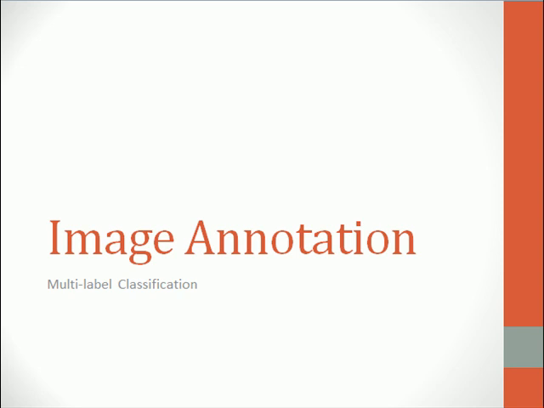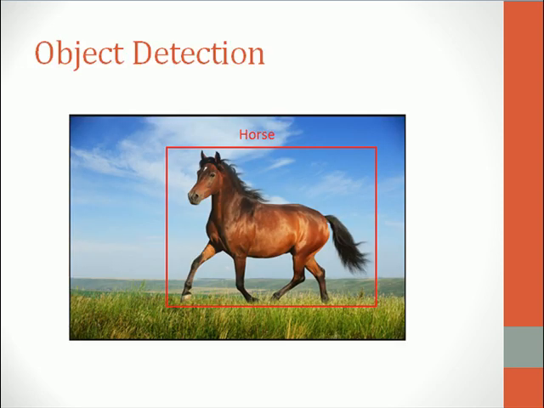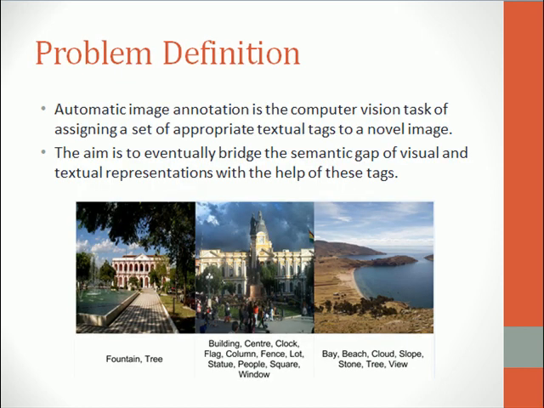We'll be discussing image annotation, what image annotation is, and what are different ways to approach this problem. Earlier in computer vision, given an image, the aim was to detect an object present in the image. For example, in this image, the aim was only to predict horse. But now there's a slight change in problem definition.